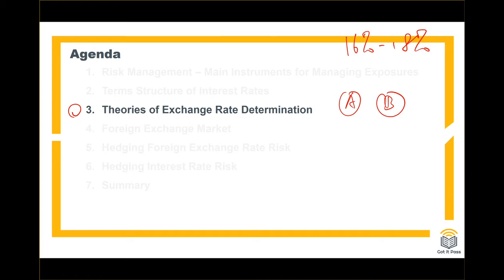It's not a very difficult part, but a lot of students I see find this difficult. Maybe they don't understand well the logic between interest rate and inflation rate, especially when we go into the theories. Okay, let me explain to you.